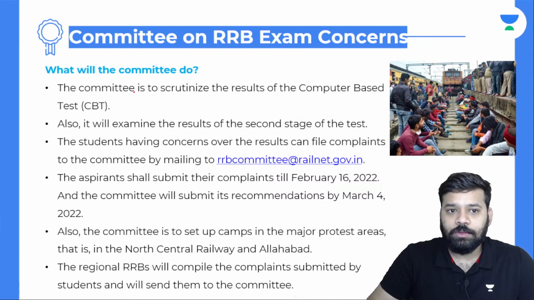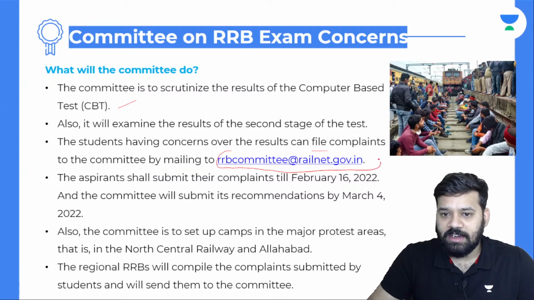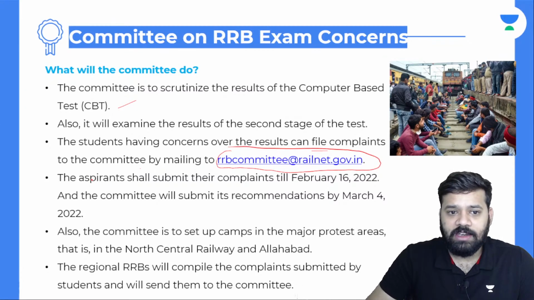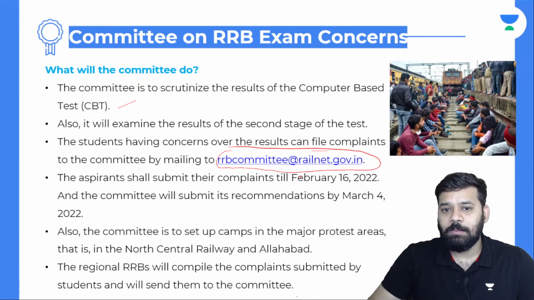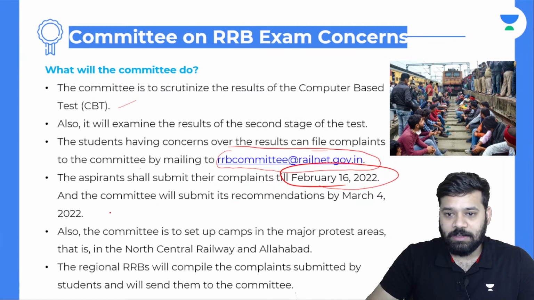What will the committee do? The committee is to scrutinize the results of the computer-based test. Also, it will examine the results of the second stage of the test. The students having concerns over the results can file complaints to the committee by mailing to rrbcommittee@railnet.gov.in. The aspirant shall submit their complaints till Feb 16, 2022, and the committee will submit its recommendation by March 4, 2022.